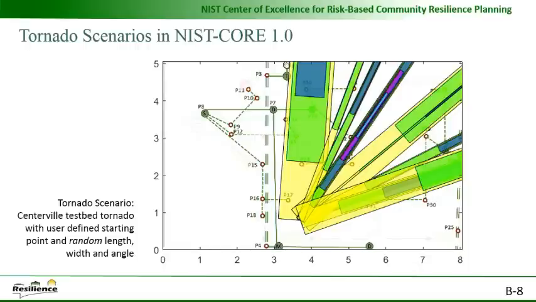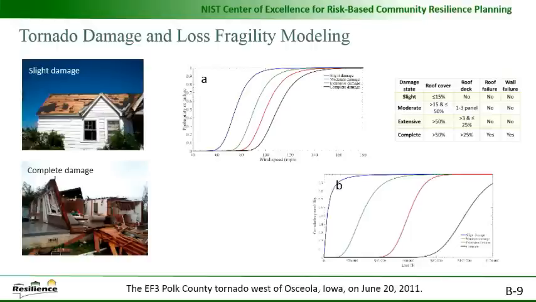This figure shows how we can evaluate a range of tornado conditions. Here, only the starting point is specified, and the random length, width, and angles are based on the historical database shown earlier. This enables a Monte Carlo simulation approach for tornado path, if that's desired.